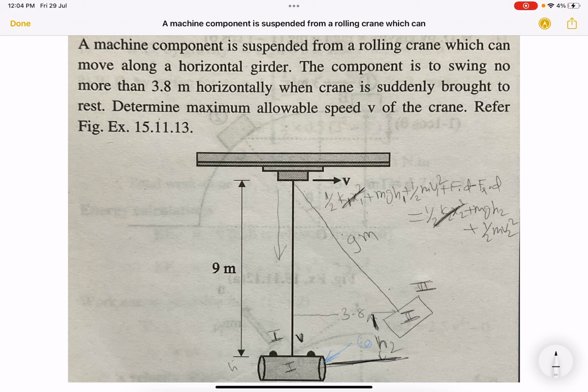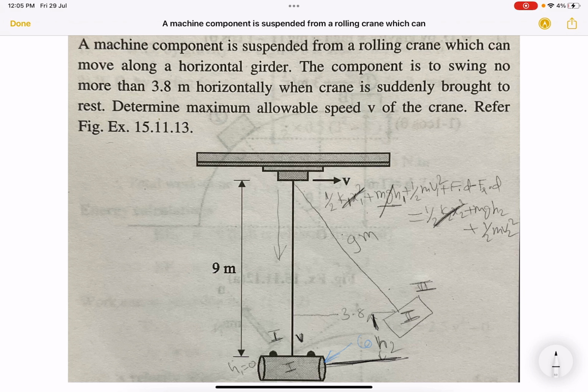That means h1 is equal to 0 because we are choosing that as datum, and h2 is to be found out. Okay, so if you look at the second term in this energy equation, this term will also go because we are choosing the first position as the datum and h1 is equal to 0. So that is gone.